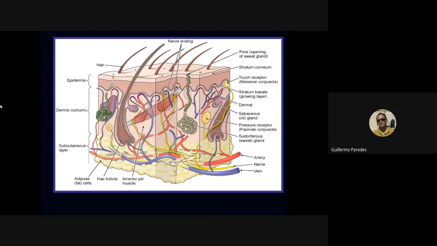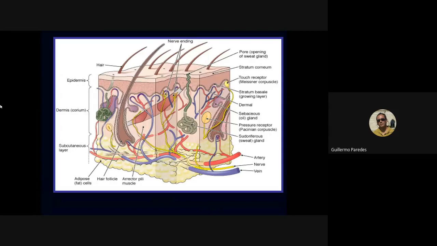Second, tell me, the skin you have in your body, is it the same skin in, for example, your arms, your back, your chest, your abdomen, your hands? Is it going to be the same or is it going to be different? Different, right? And what is the difference? The difference is about how thick the skin is.